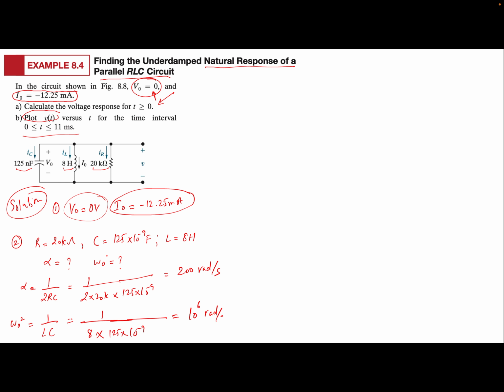Once we find the value of alpha and omega naught, step number 3 is we compare these values, which one is greater or less, and then determine the response. So I can easily see that my omega naught is greater than alpha, right? Why? Because 10 to the 3 is greater than 200. So, of course, my omega naught square should be greater than alpha square as well. So this must be an underdamped response.